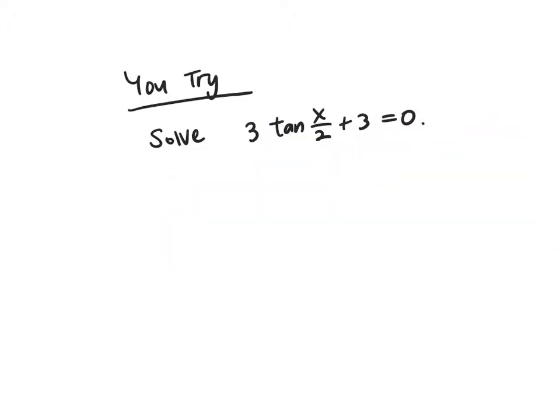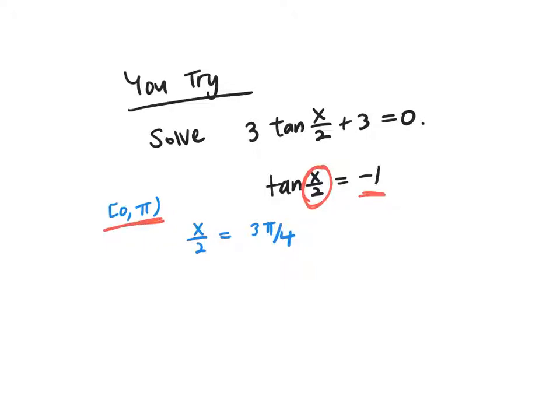Okay, go ahead and try this problem. Solve 3 tangent of x over 2 plus 3 equals 0. Notice that your kx in this case is x over 2, or 1/2 x. So you ask yourself, where does tangent equal -1? Tangent of what equals -1, and you only look from 0 to pi because that's the period for tangent and cotangent functions. So x over 2, because you're solving for that, occurs at 3 pi over 4.